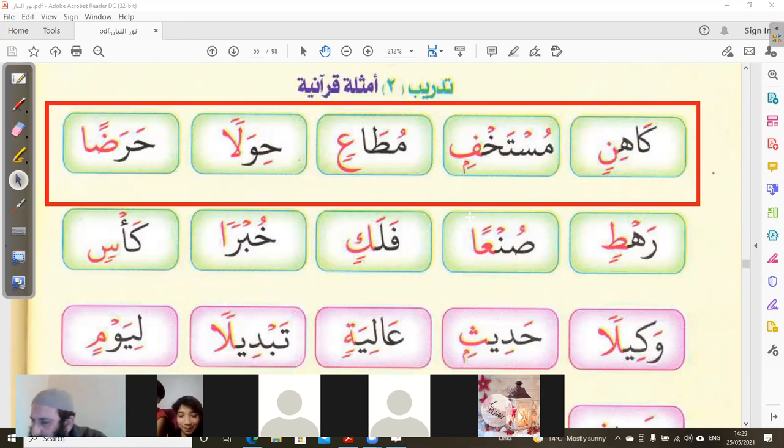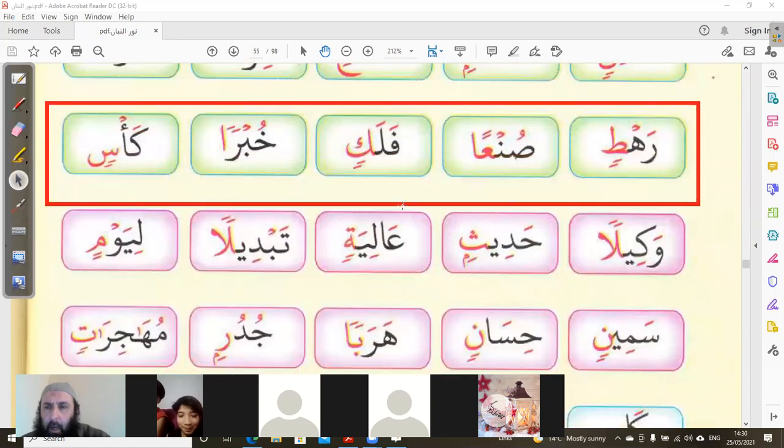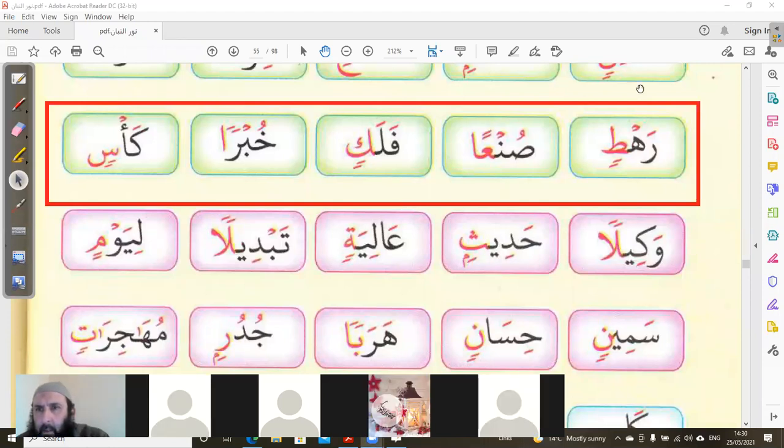تفضل. كاهنين، مستخفم مطاع، حوالا. Why is it not long? حوالا. Hivalan, haradan, rahtin, fun'an, falakin, khubran, ka'asin, wakilan hadithim aliyatin, tabdilan liyawmin saminin hisanin. Muhammad, are you reading the ones I am circling, or no?